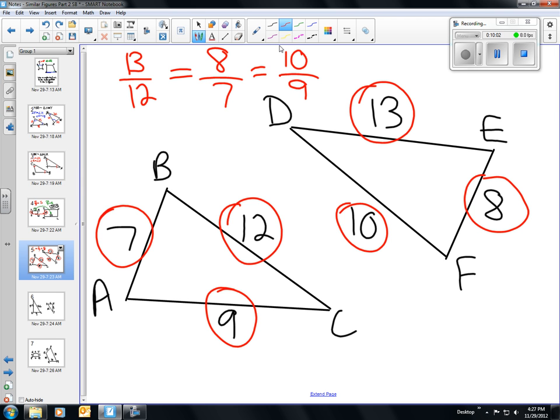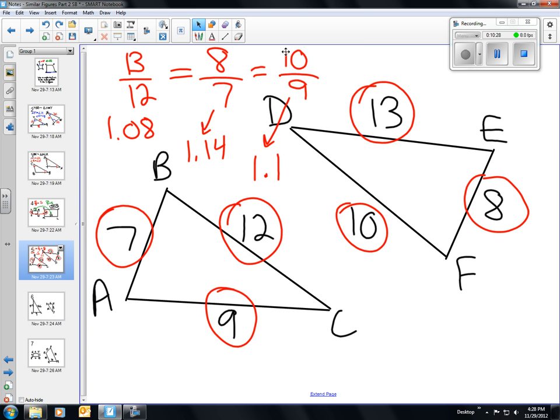And then if we found those ratios, we would say that the 10 to 9 is going to give us a ratio of 1.1. And then the 8 to 7 ratio is going to give us 1.14 here. And then the 13 to 12 is going to give us 1.008. And we can see that those three ratios are not the same. They're all different. So these are not going to be similar figures.